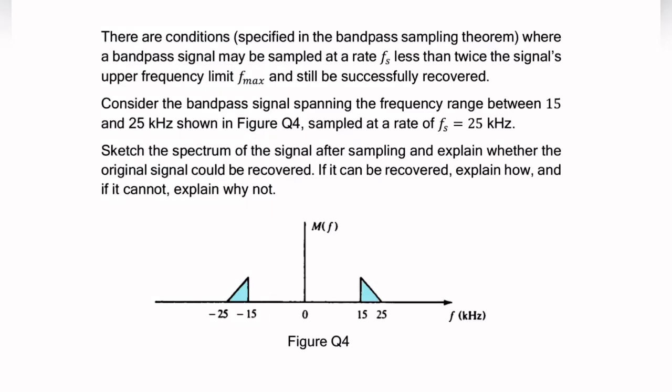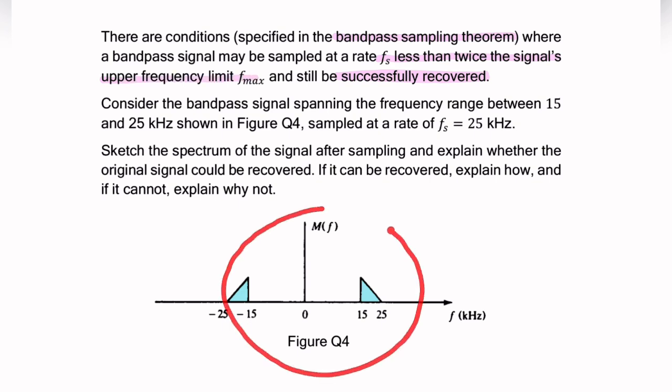This question introduces something called the bandpass sampling theorem, which suggests that we're able to successfully recover a signal after effectively undersampling it, sampling it at a rate less than the Nyquist rate, so less than twice the signal's upper frequency limit.